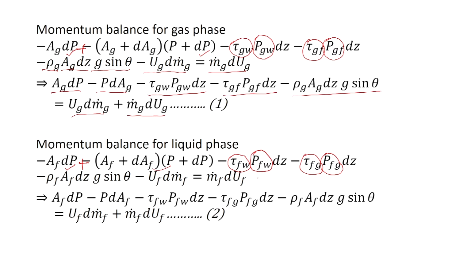Similarly, in the liquid phase, we have a similar balance equation, and we can simplify it as this equation 2. Now, we will add equations 1 and 2. Notice that tau f g and tau g f are action and reaction pairs. So, this will be equal to minus tau g f. So, when we add, these two terms will get cancelled.